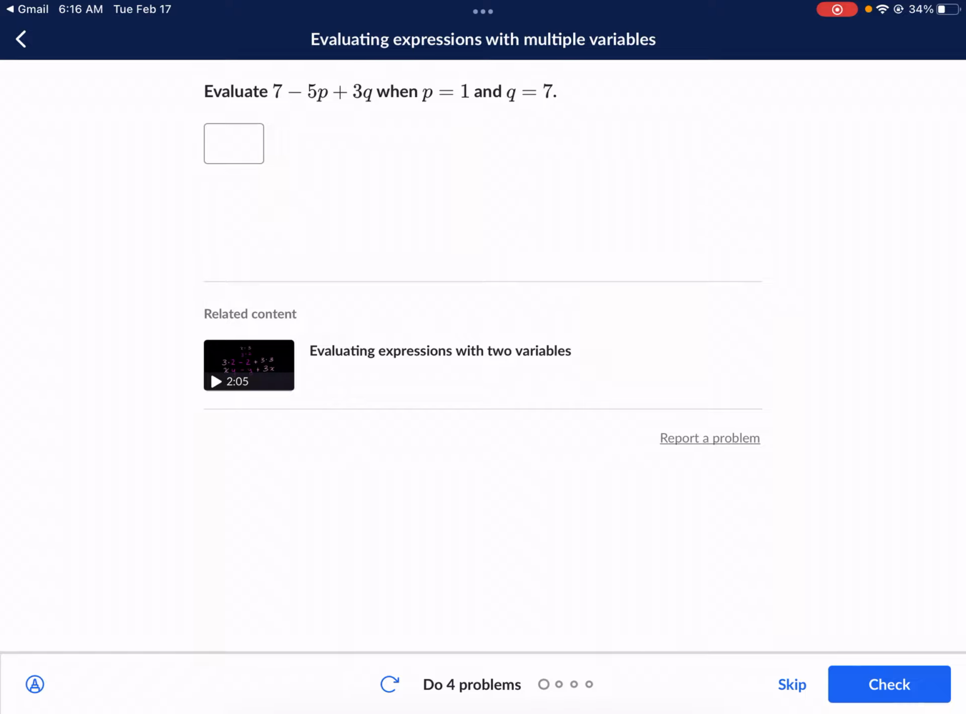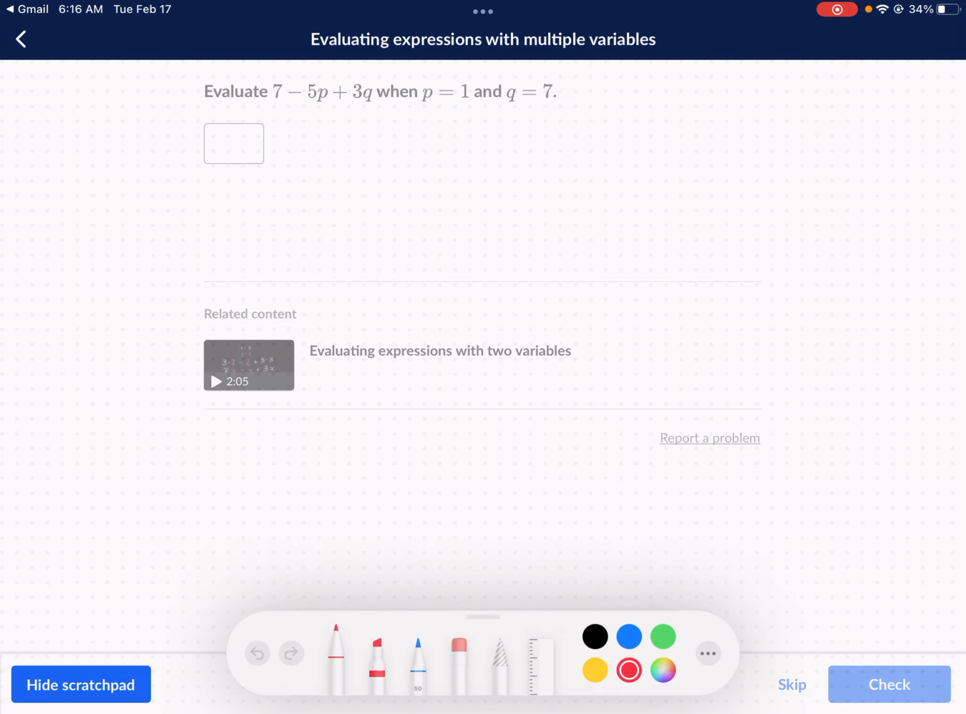So we have this expression here, and if you're seeing algebra for the first time, you might be a little intimidated, but we have 7 minus 5p plus 3q, and then it gives us some conditions about what those variables equal. So let's break it down and show that it's really not that bad.